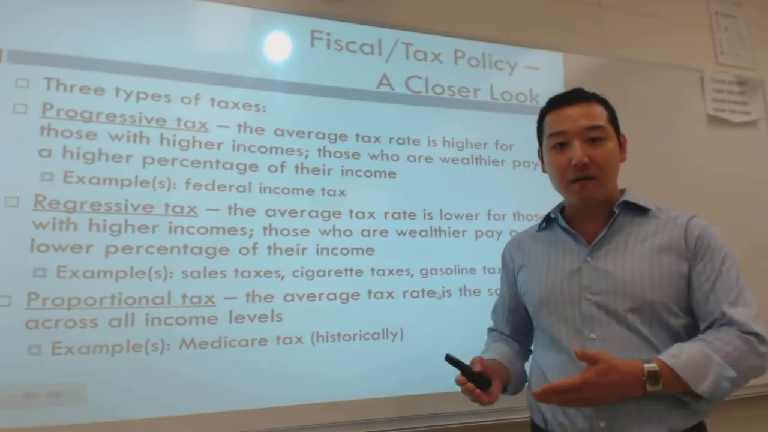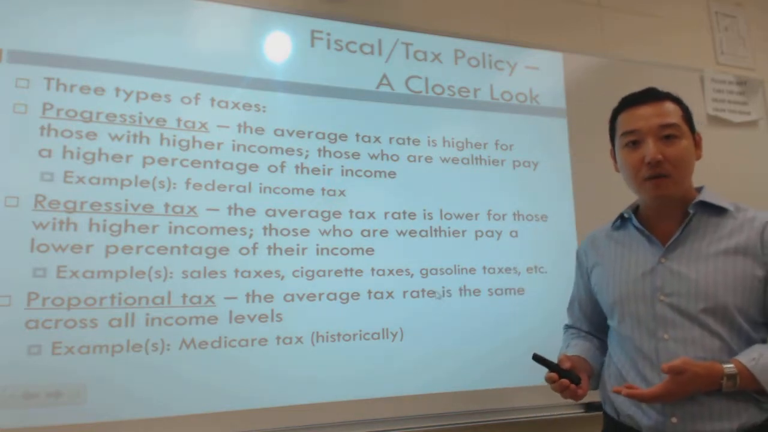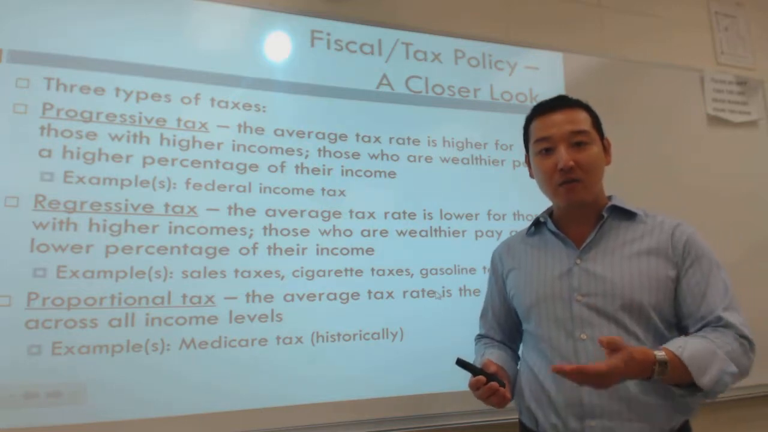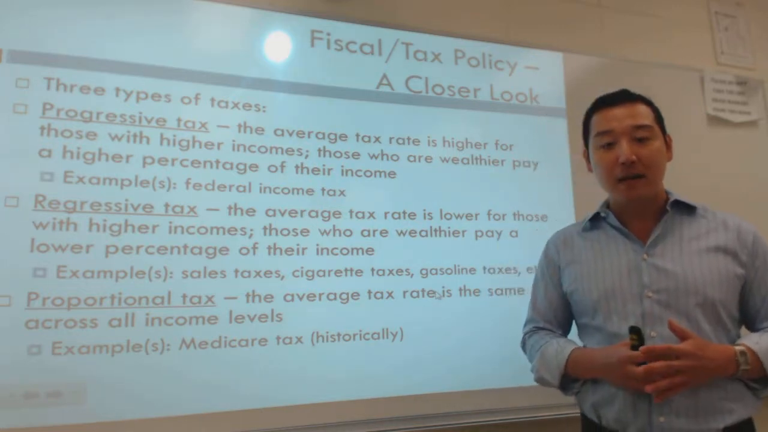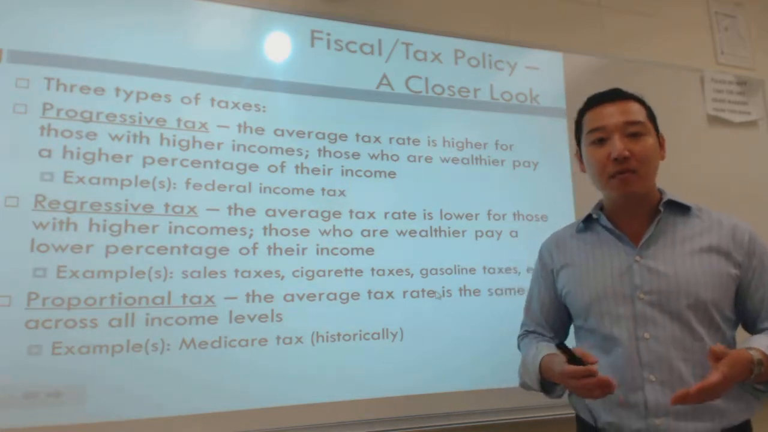So let's just look on the revenue generating side for a second. We said that one way in which government units generate revenue is through taxes. Your book, your reading, notes three different types of taxes. You have progressive taxes, regressive taxes, and proportional taxes.